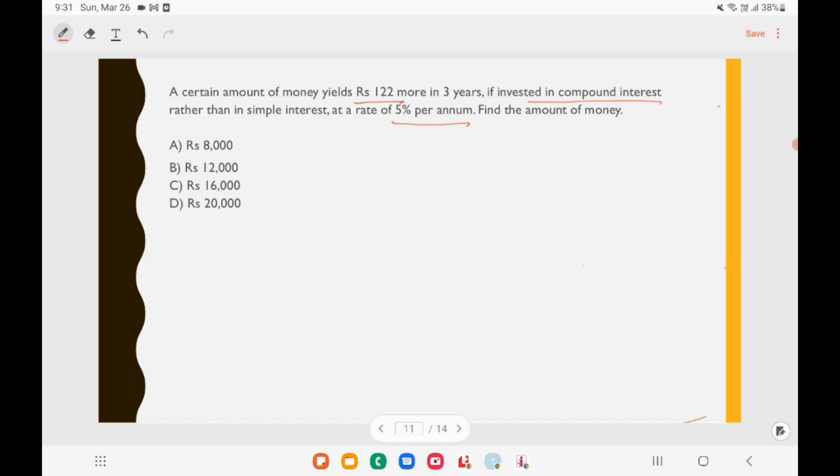And when I told you about the Pascal's triangle method, we already know how to calculate the difference between compound interest and simple interest using it, right? But here the difference is given. From that difference, you need to find out the principal amount. So compound interest at 3 years minus simple interest at 3 years is equal to 122. The difference is given and the rate is given as 5%.